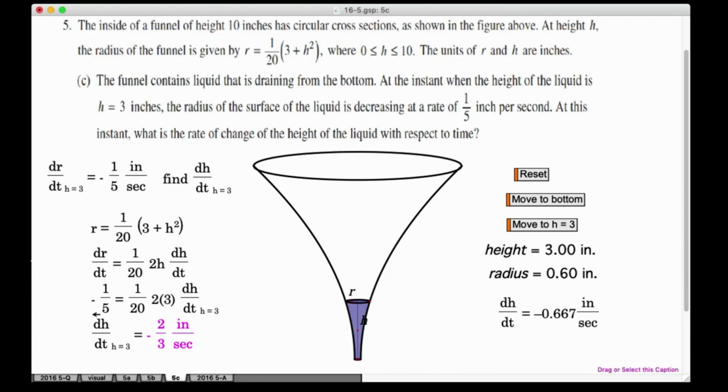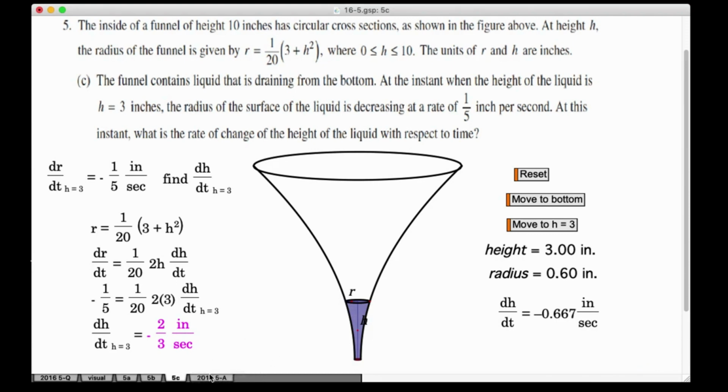And so now we want to know what dh/dt is when h is 3, so we plug in. dr/dt at that time is minus 1/5. This is 1/20. We have 2. At that instant, the height is 3, and we're looking for this term right here. If you multiply by 20, you get 20 divided by 5 is 4. You divide by 6, you get minus 4/6, or minus 2/3, and the units are inches per second. dh is in inches, dt is in time, or seconds.